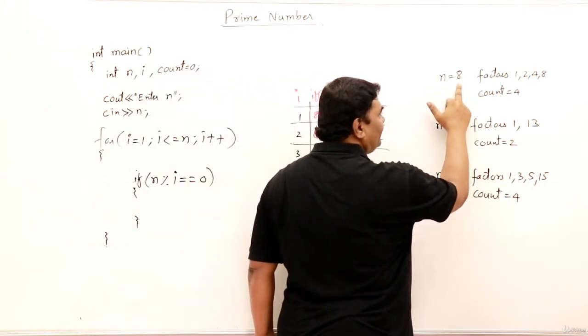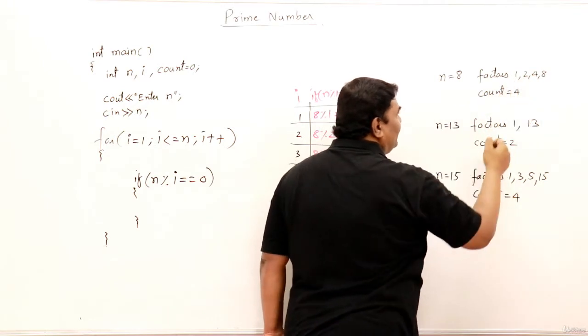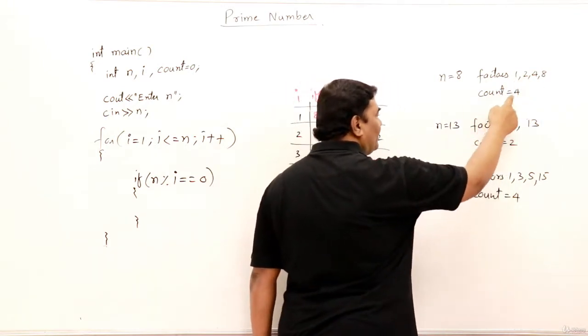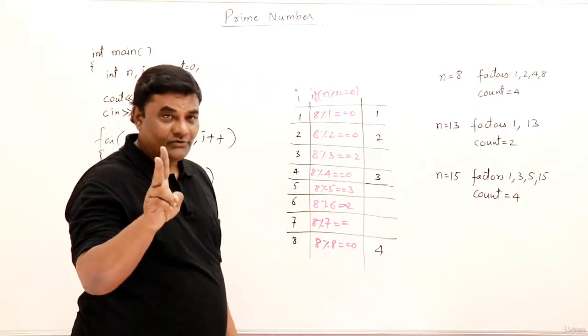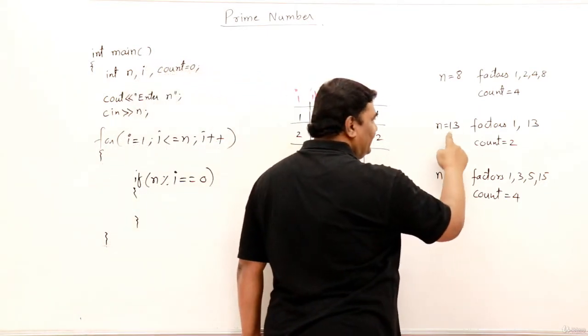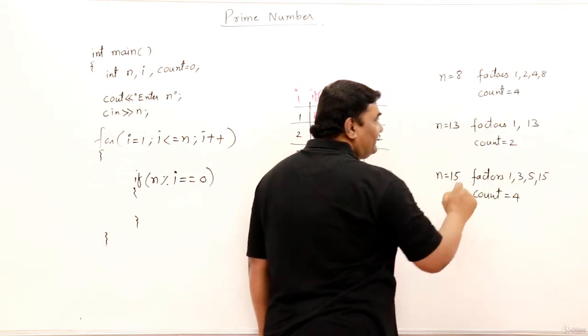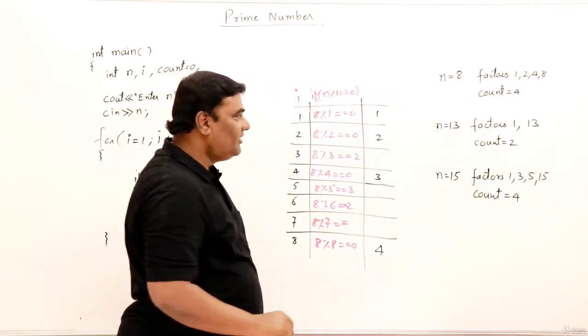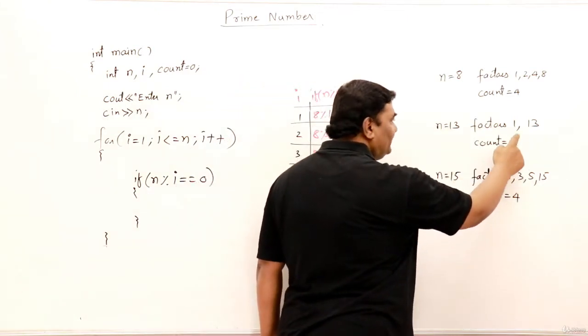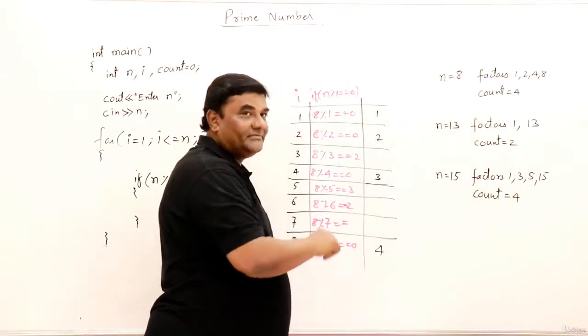What are the factors of the number? 1, 2, 4, 8. How many factors are there? 4. It's not a prime number. How many factors must there be? Only 2. Let us take another number, 13. What are the factors of 13? 13 is exactly divisible by 1 and 13 itself. So how many factors are there? Count. Only 2. Yes, it is a prime number.